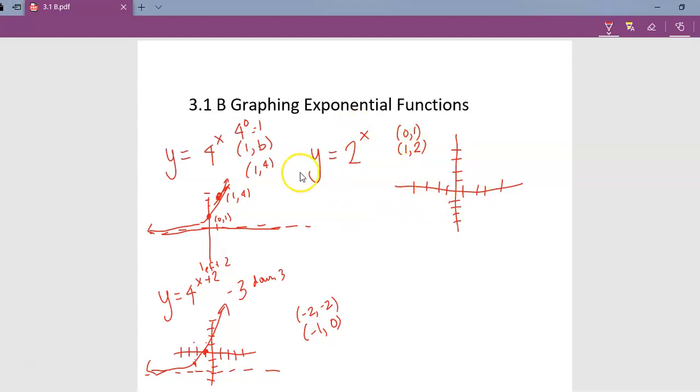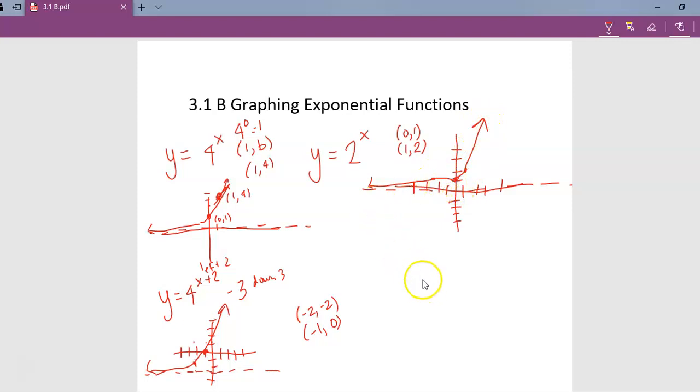Right now I'm just graphing this parent function y equals 2 to the x, so I know there's a horizontal asymptote at 0. Okay, always true if there's no transformations on these, if the only number you see is the base and the only exponent is an x. So 0, 1 and 1, 2 are the 2 points on here. It's going to hug that horizontal asymptote and it's going to go up through.